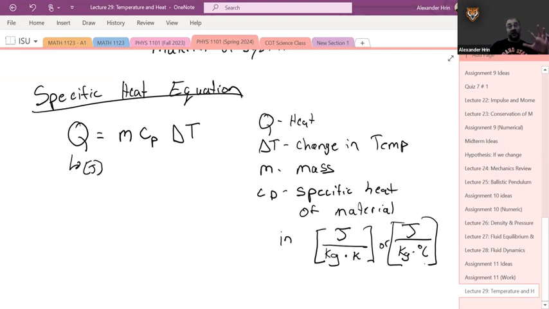But if you're dealing with deltas, the thing to remember is that there's no difference between Celsius and Kelvin. When you're not dealing with deltas, then you need to be careful. But since this specific heat equation only cares about changes, we're good. We don't really need to worry about that. Okay, so hopefully that gives you a sense of what you need to do in order to use the specific heat equation.